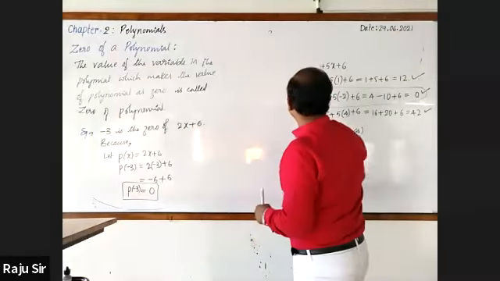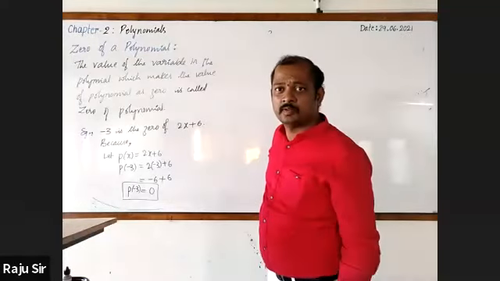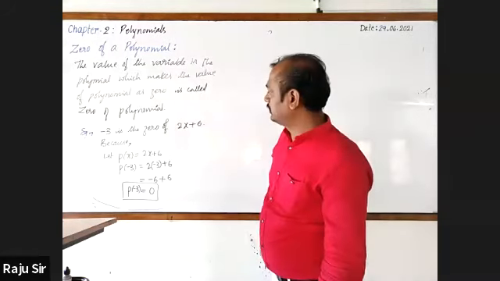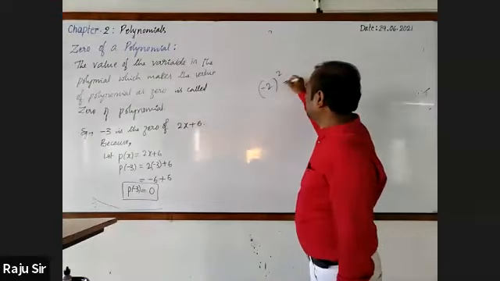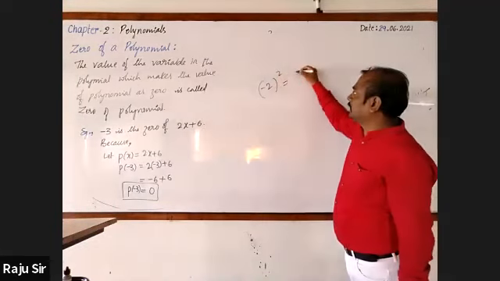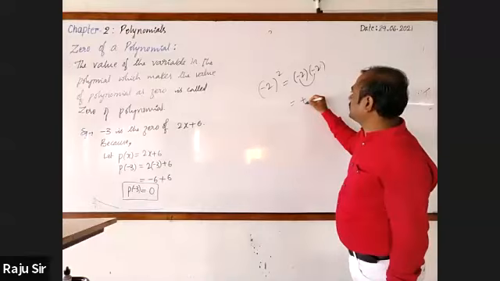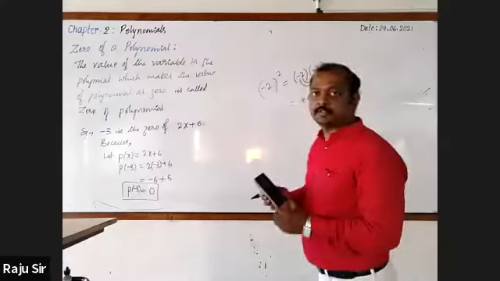Sir, there minus 2 whole square equals minus 4, no, sir? No, minus 2 whole square is plus 4. Minus 2 whole square means we should write minus 2 two times: minus 2 into minus 2. Multiply minus into minus is plus, and 2 twos are 4, so it becomes plus 4. Got it?